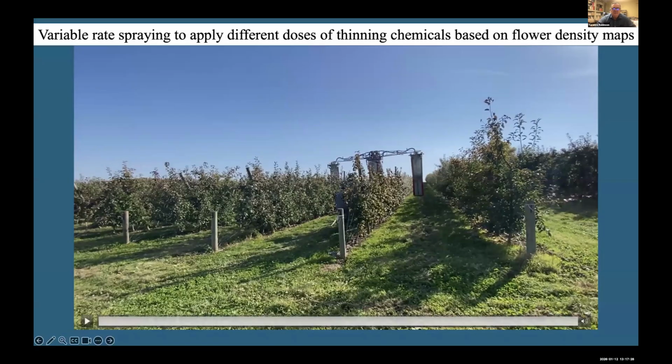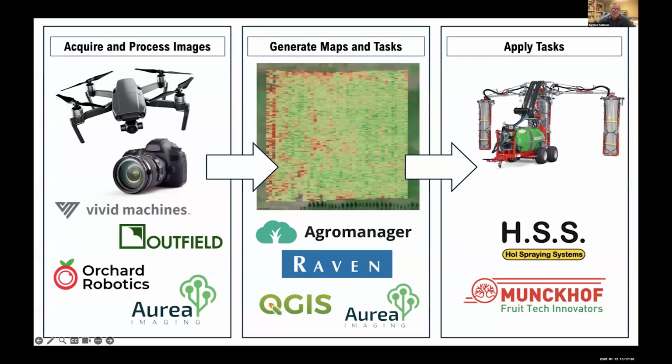So that leads us to this sort of explanation of how the whole system would work. You first have to acquire images, and we currently are working with these 4 companies: Vivid Machines, Outfield, Orchard Robotics, and ARIA Imaging. Outfield is a drone-based system. The others are ground-driven camera systems. But in all cases, you have to map the orchard.